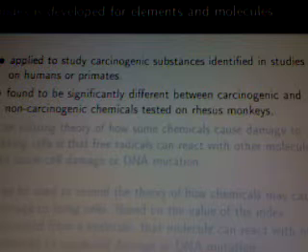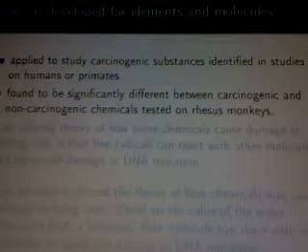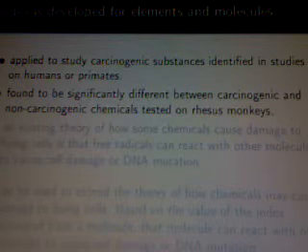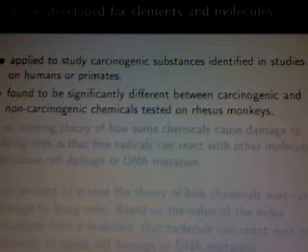The index will be found to be significantly different between carcinogenic and non-carcinogenic chemicals tested on rhesus monkeys. These animals are possibly the closest thing to humans.